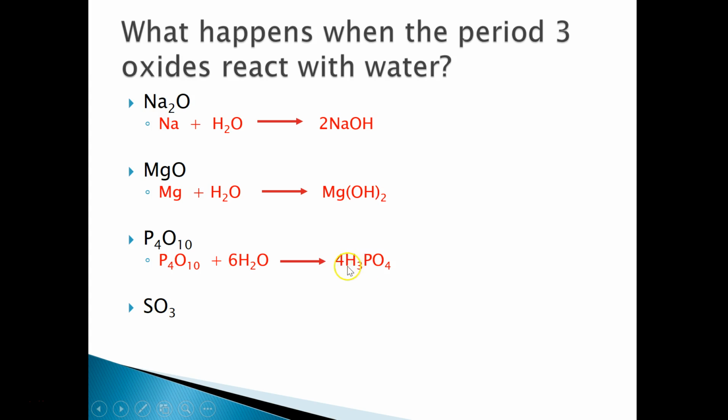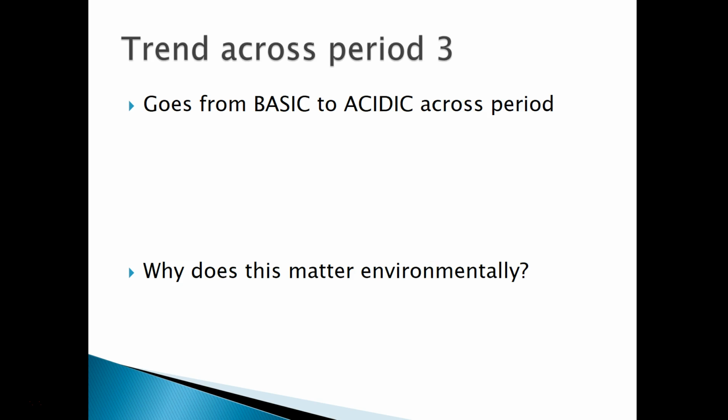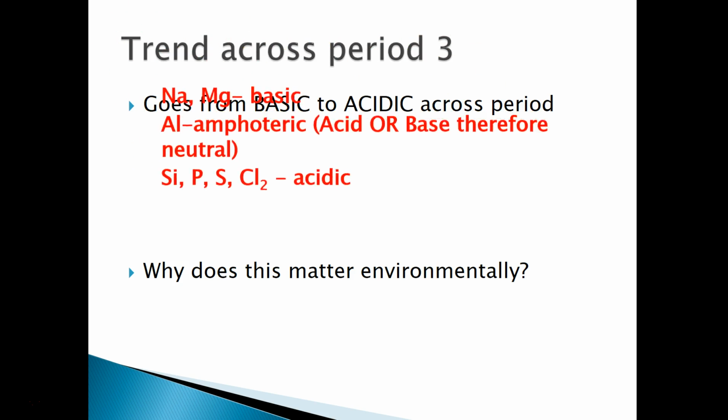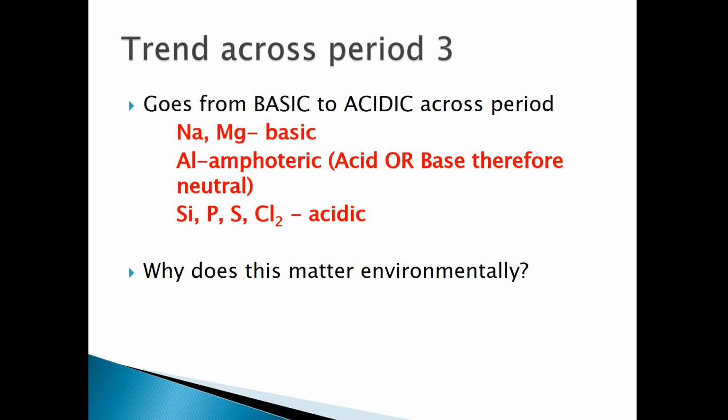Now we know this is an acid because the compound formula starts with an H. That's actually called phosphoric acid. And when we react sulfur trioxide with water, we form sulfuric acid. And if we were to react elemental chlorine or a chlorine oxide compound with water, we would form hydrochloric acid. So the trend going across period 3 is that the solutions formed from those reactions will become more and more acidic as we go across the period.